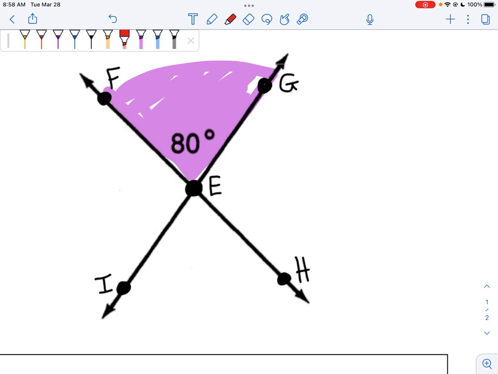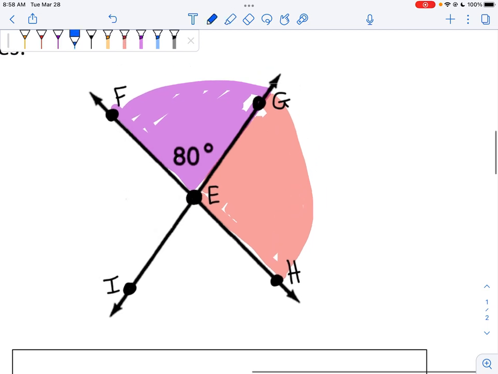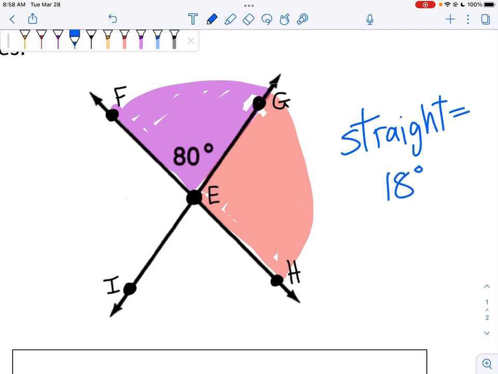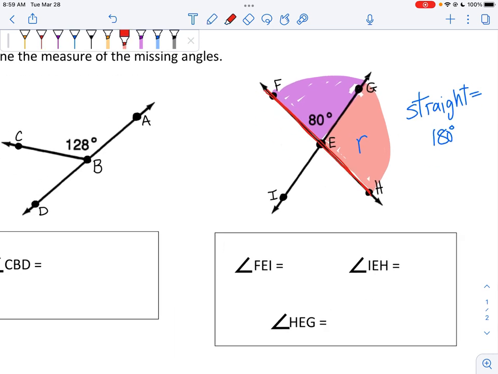So what about if I look at this red part from here to here? Do you notice as I color it in that it kind of looks like half a circle? You might also remember from Monday we talked about a straight angle, meaning 180 degrees, which means that this purple part plus this red part, I'm going to call it R, has to equal 180 degrees, because here is the straight line that they share. Right? So if I want to find angle, let's see, that's HEG, right? That's the bottom one here, HEG.